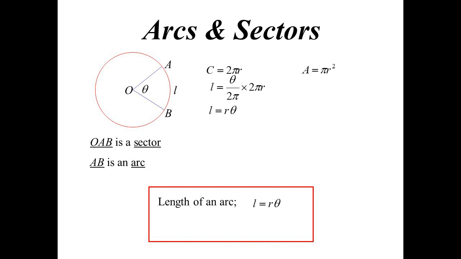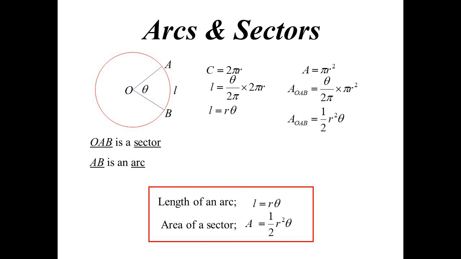Now, the actual piece of the pie, if you like, is a sector. So a sector's boundary is the arc and the 2 radii. And if we want to find the area of that, we can do a similar thing. We'll say, well, it's that ratio of the area formula. Again, the pi's cancel nicely, and we get half r squared theta. So there's our area formula.